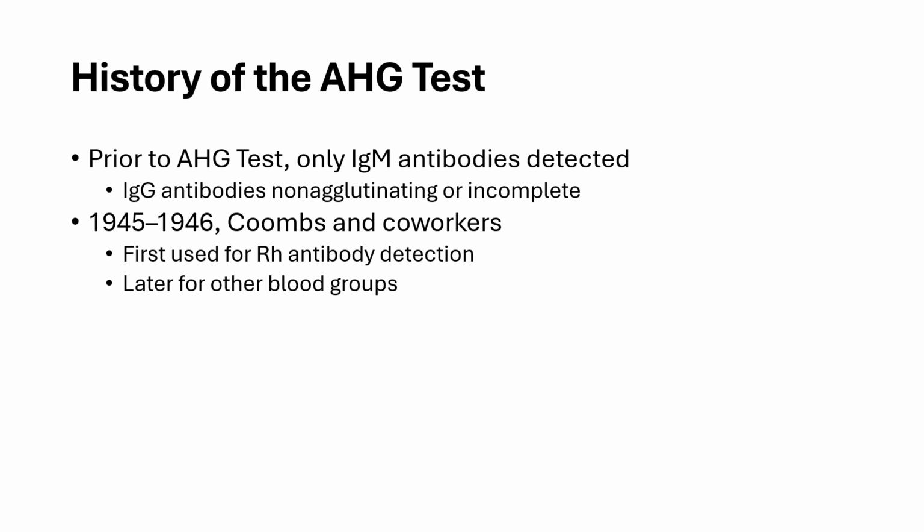In 1945 to 1946, the anti-human globulin test, developed by Robin Coombs along with Mourant and Race, was a major milestone in transfusion medicine. It allowed for the detection of IgG antibodies bound to red blood cells even when there was no visible agglutination. The initial use was for Rh antibodies, so the test was first used to detect anti-D antibodies in Rh-negative mothers carrying Rh-positive babies, which was a critical advancement to help understand and manage hemolytic disease of the fetus and newborn.